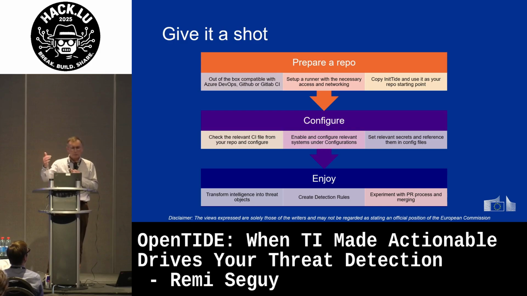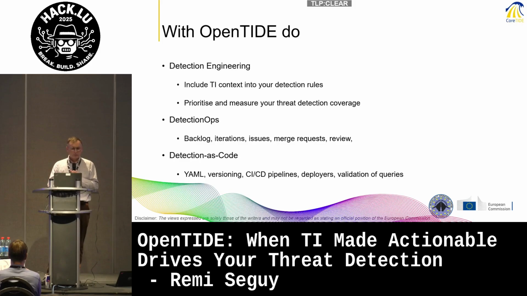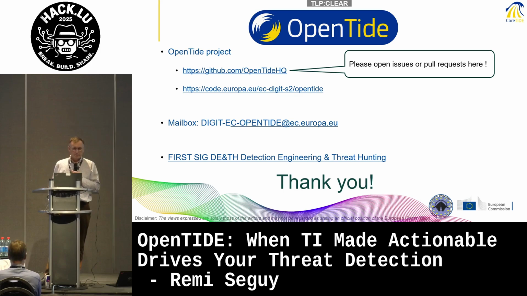You prepare your repo, you copy init.tide, you have some configuration to do to put the secrets to connect to your detection platform, etc. And then you are ready to start creating issues, merge requests, and publishing content on the repo. So with OpenTIDE, you do detection engineering, detection ops, and you do detection as code. And those are the points of contact.